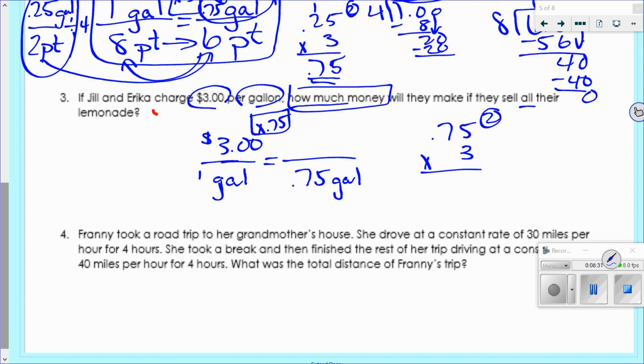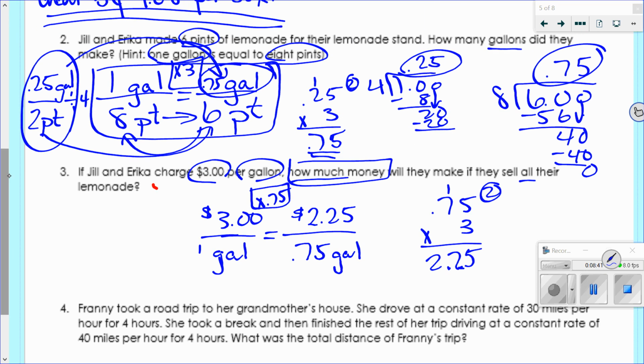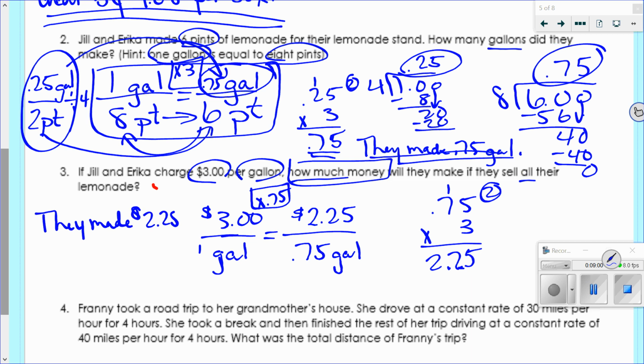So I'm going to have to multiply 0.75 times $3. You have 2 decimal places. That's going to go 15, 22. Put the 2 decimal places back in. How much did they make? $2.25. Oops, let me step back. I forgot to fully answer this one. So they made 75 hundredths of a gallon. There's my answer to that one. Number 3, they made $2.25.